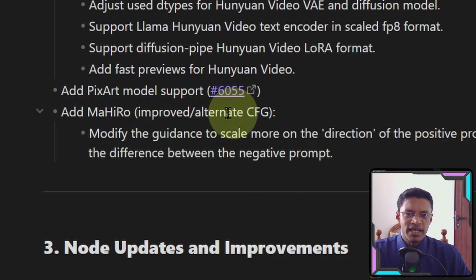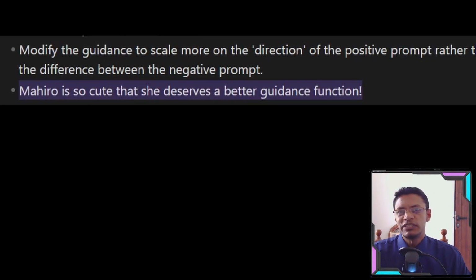It basically says that it's an alternate CFG and it modifies the guidance scale to be more in the direction of the positive prompt rather than the difference between the negative prompt. It also says that Mahiro is so cute that she deserves a better guidance function. So I'm not really sure what this is about. So if you know about it, please let me know in the comments down below.